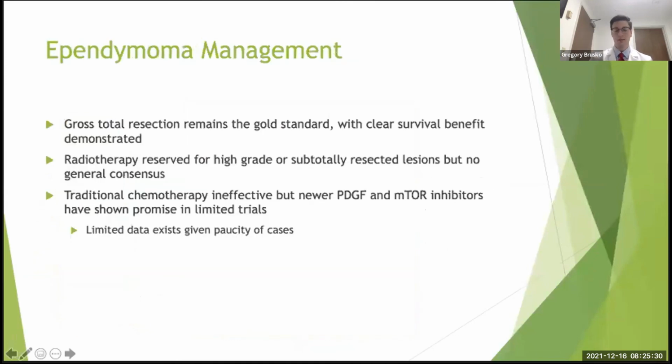Furthermore, there's management of the intramedullary lesions, including ependymomas. Gross total resection remains the gold standard. There's a clear survival benefit demonstrated, as expected, with removing the entire tumor. And as I mentioned previously, they tend to be well encapsulated, making surgical resection a bit easier as compared to astrocytomas.